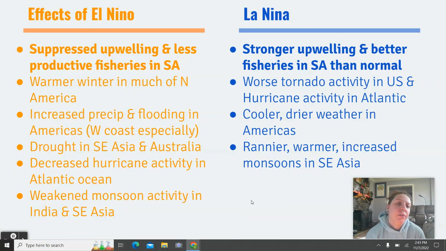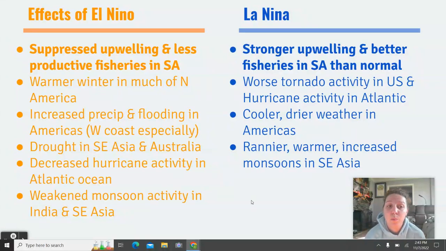So El Nino, some bad things, some good things can happen. So you've got to kind of weigh your options. So some bad things: suppressed upwelling, less productive fisheries, less money for the local people, warmer winter in much of North America, which can be good if we're looking at it, like from my perspective, I hate the cold, so that would be good for me.